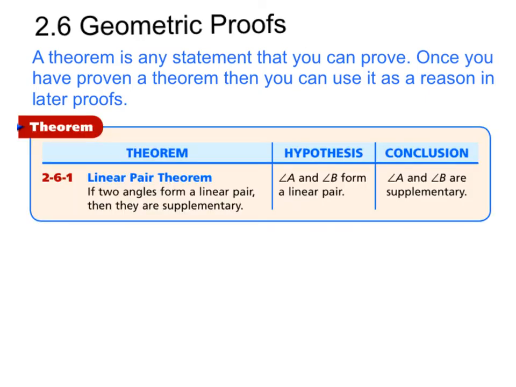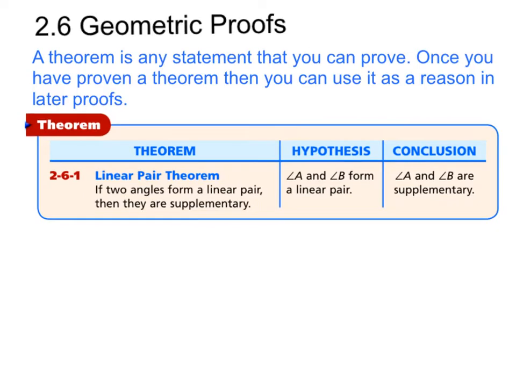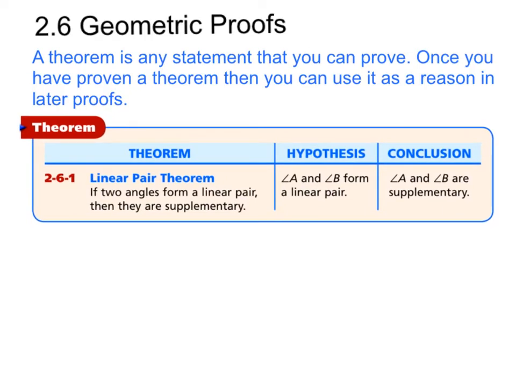The first one is Theorem 2.6.1. It's called the linear pair theorem. It says that if two angles form a linear pair, then they are supplementary. So right here, angle A and B form a linear pair, therefore they are supplementary.